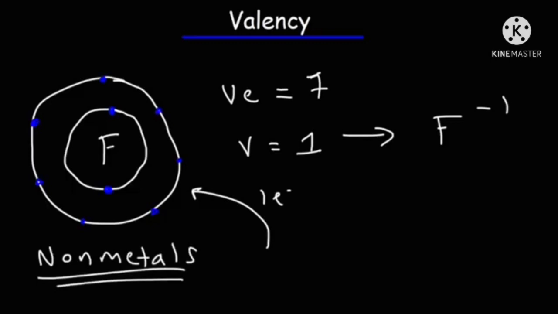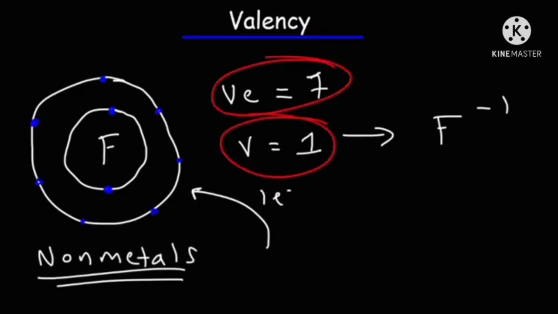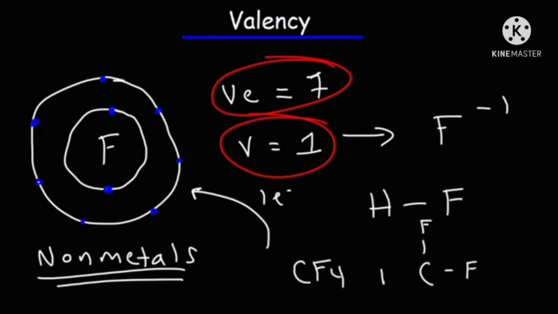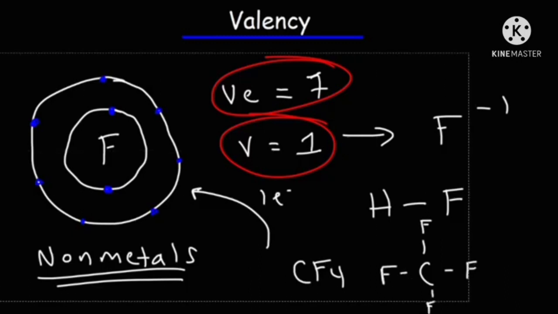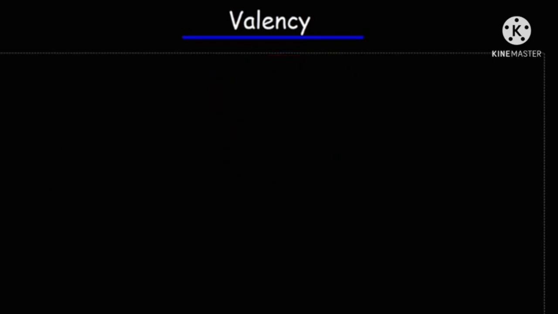Fluorine is a non-metal. Generally, most non-metals gain electrons and acquire a negative charge. So here the valency of fluorine is 1. Now take the example. See here, HF, CF4, that means a carbon atom is combined with 4 fluorine atoms.